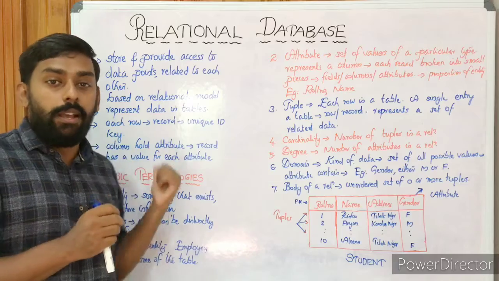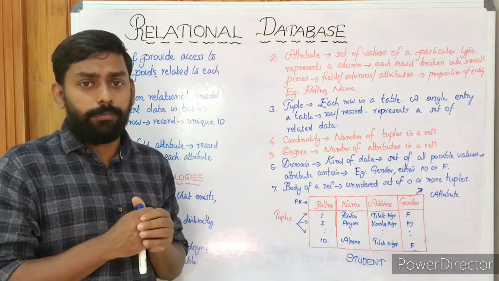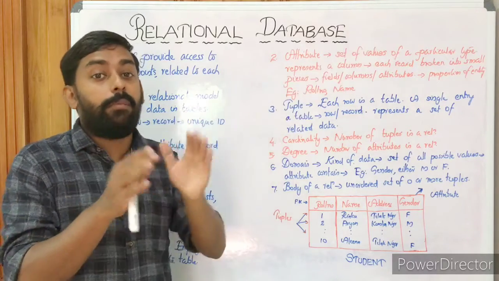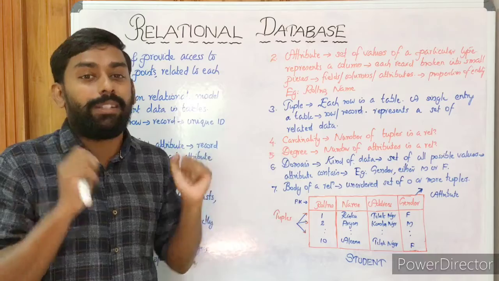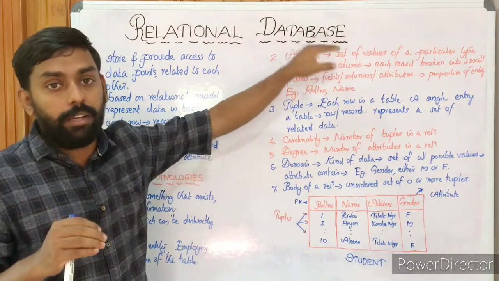So that's what an entity is. Okay. Then we have attribute. What is an attribute? An attribute is a set of values that can be stored, consisting of a particular type. Okay, a set of values of a particular type. That's what an attribute is.